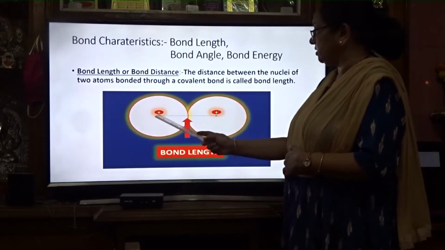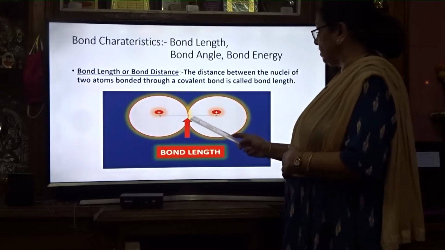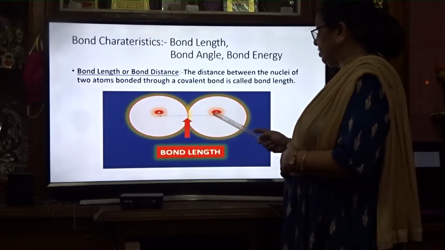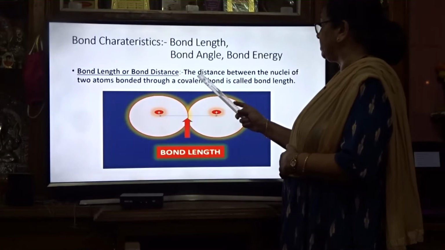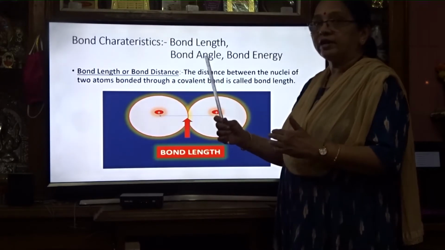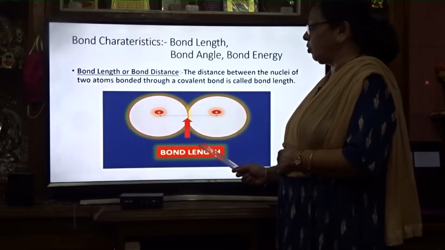So this is the nucleus of a hydrogen atom. This is another hydrogen atom and this is the nucleus of the hydrogen atom. The distance between these two nuclei is known as bond length. What is bond length? The distance between the nuclei of two atoms bonded through a covalent bond is known as bond length.